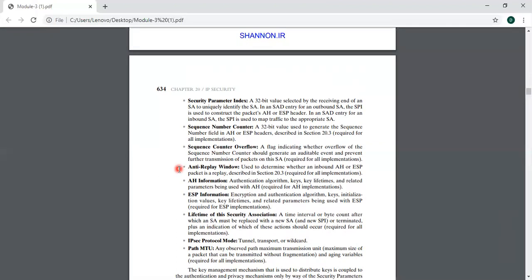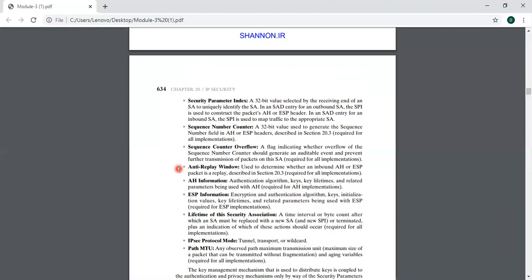Lifetime of the security association consists of a time interval or byte count after which a security association must be replaced with a new security association. For everything there will be some lifetime. If a security association becomes old, such old versions will be replaced with a new security association. That is the meaning of lifetime of the security association. Next is IP security protocol mode. It tells about tunnel mode, transport mode, or wildcard. Tunnel mode provides security for the entire packet. Transport mode provides security to the upper layer protocols.